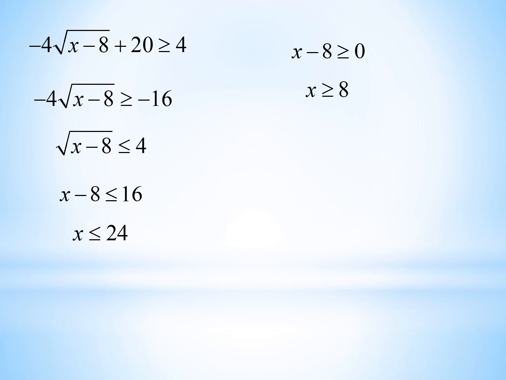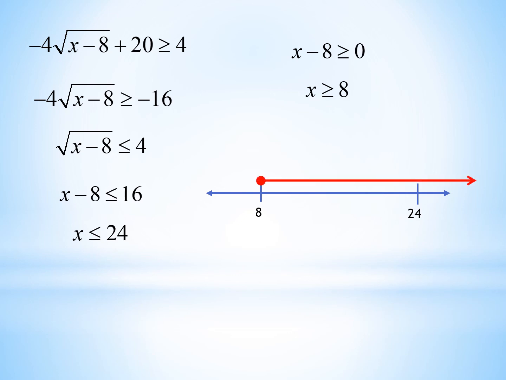So we know both of these inequalities have to be true together. So we're going to put them on a number line. X is greater than or equal to 8. X is less than or equal to 24. We're going to look to see what region they share. Where is there both the red arrow and the green arrow? And they share numbers between 8 and 24. So we're going to write a conjunction saying that x has to be between 8 and 24.